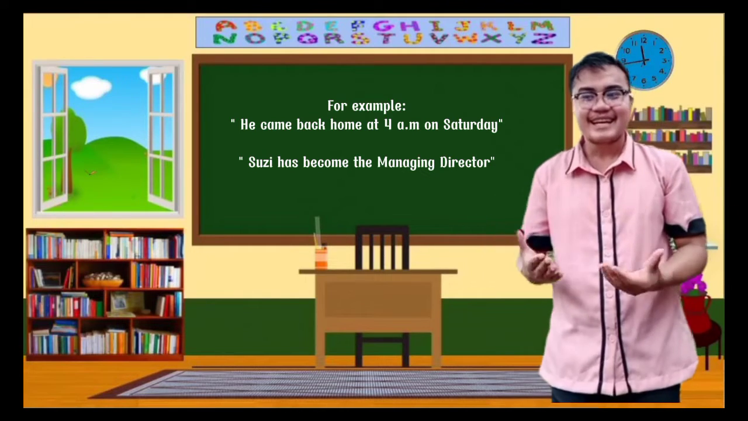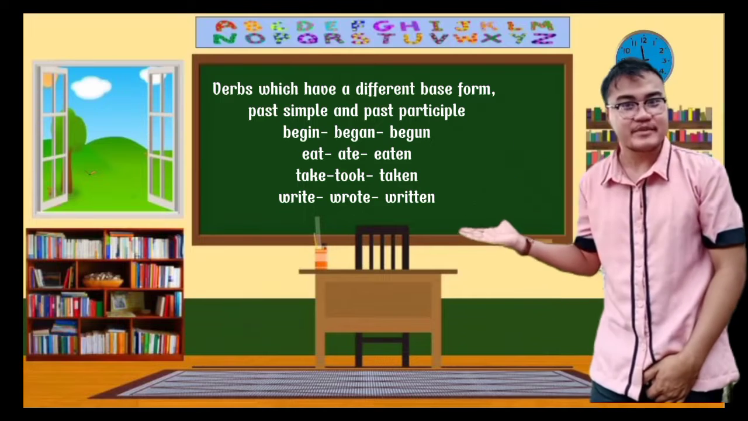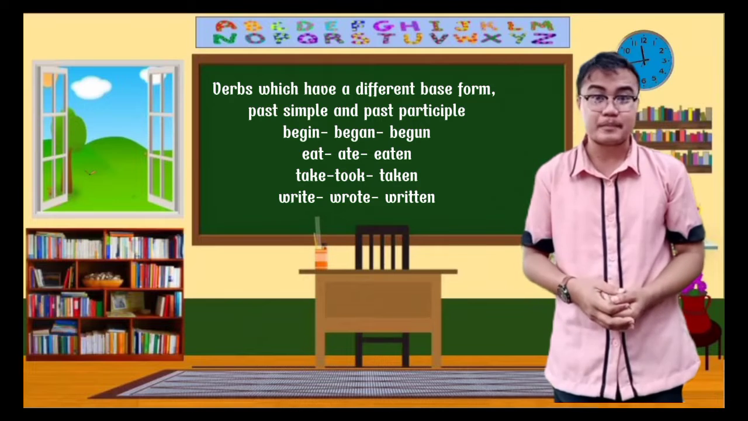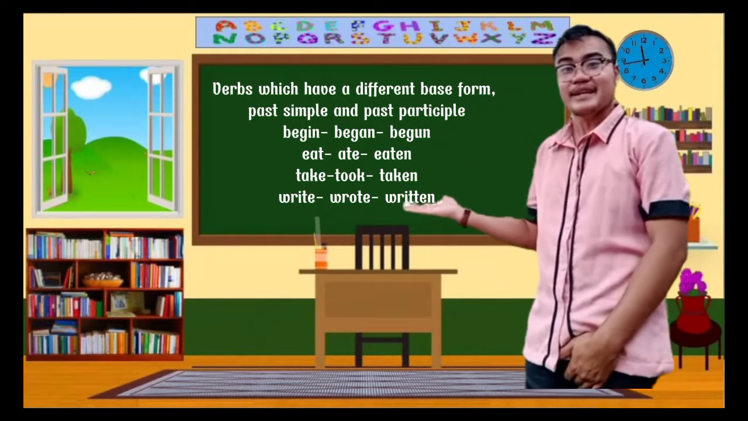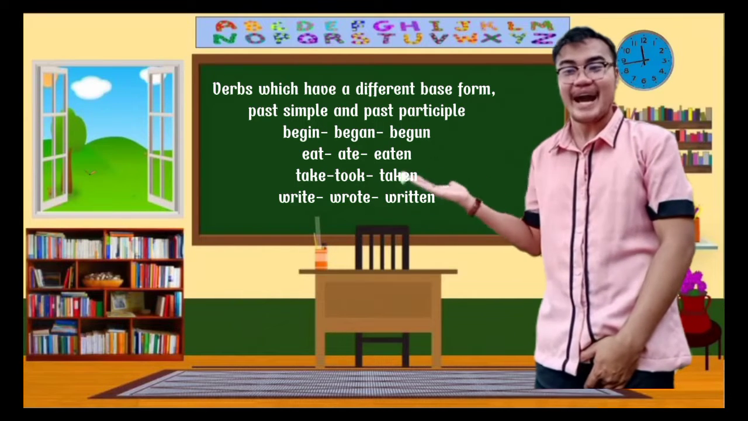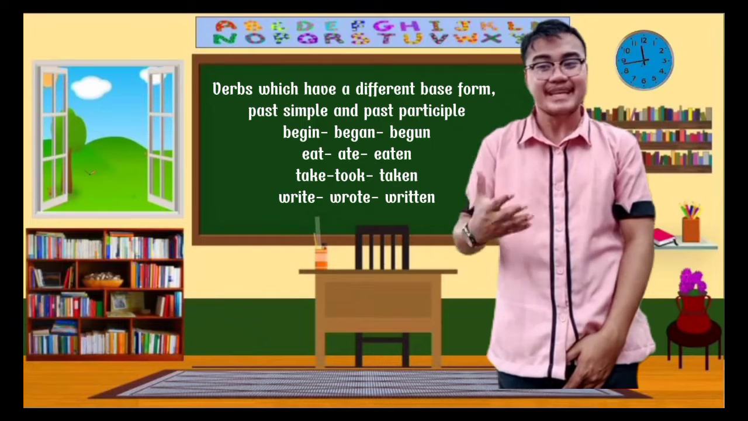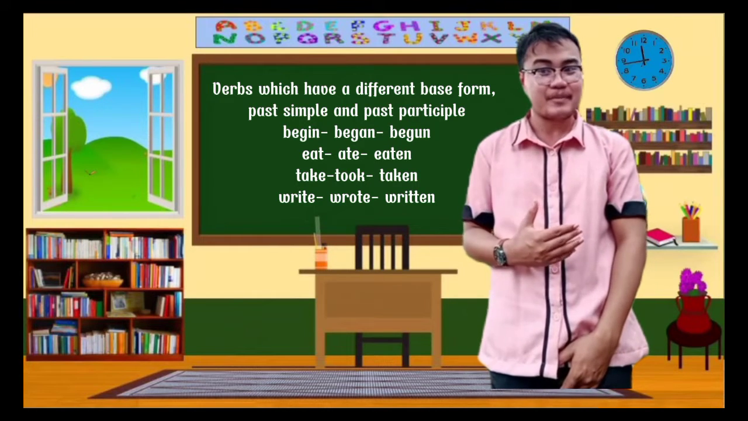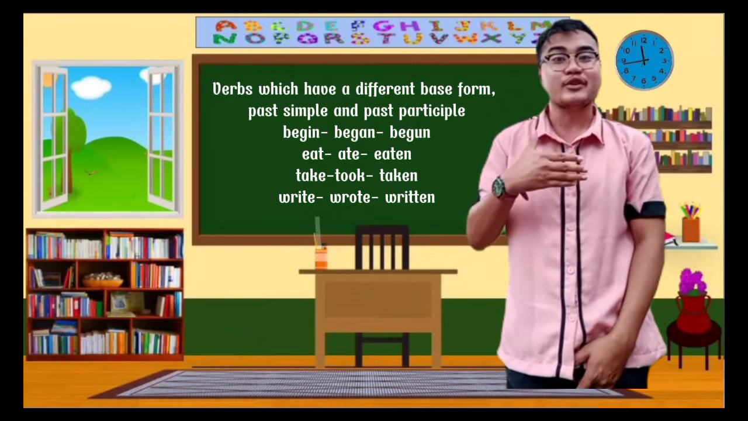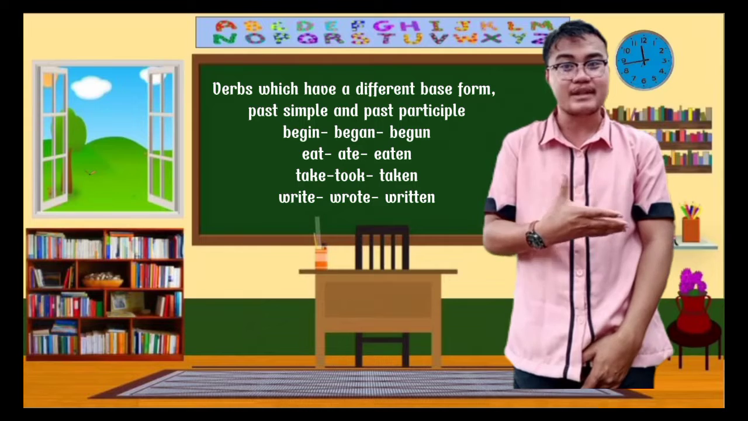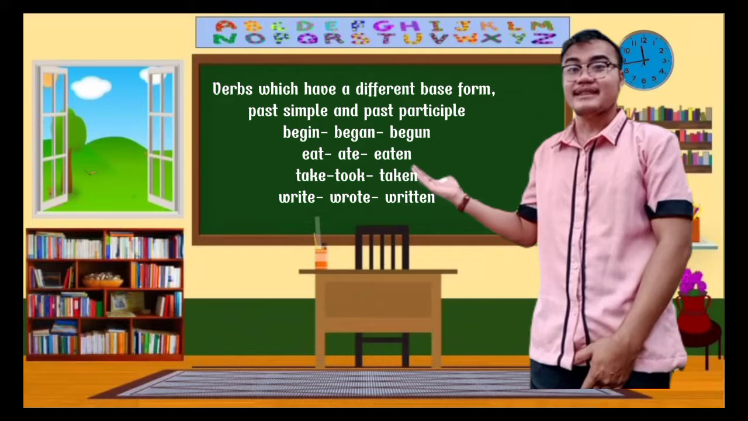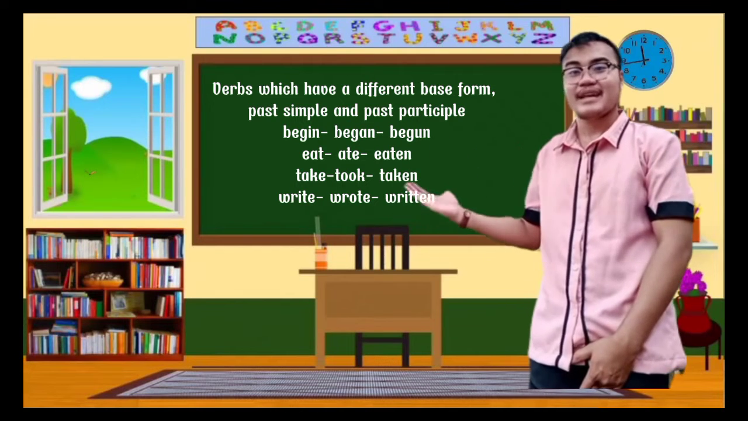And lastly, here are the examples of verbs which have a different base form, past simple and past participle. Here, the base forms are begin, take, write. So the past simple of begin is began, and the past participle is begun, where the letter A is changed to the letter U. Take, took, and taken. Write, wrote, and written.